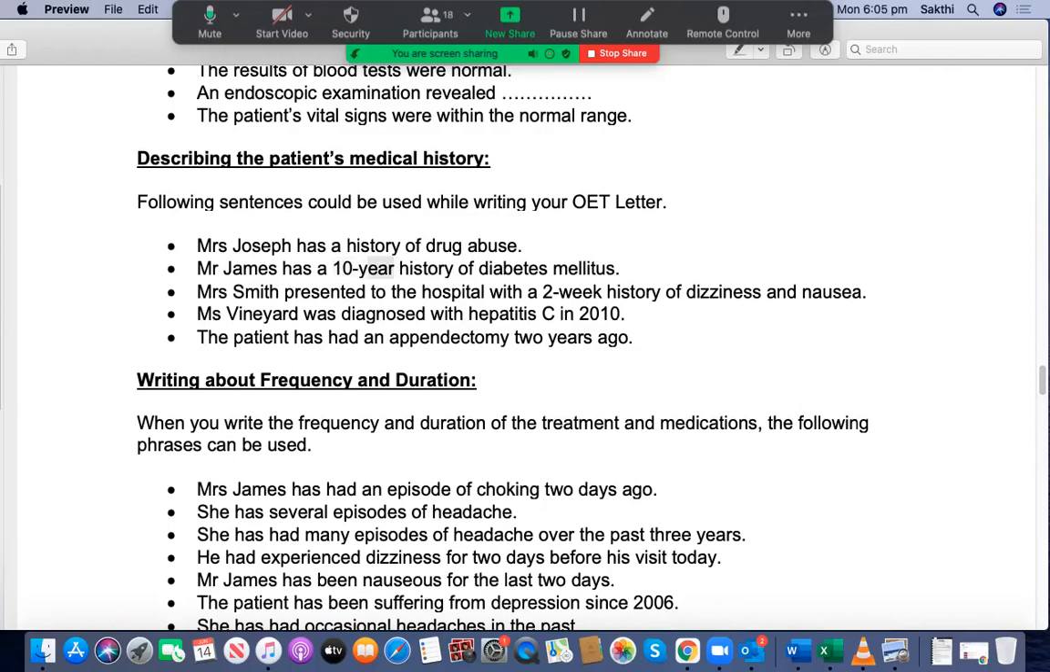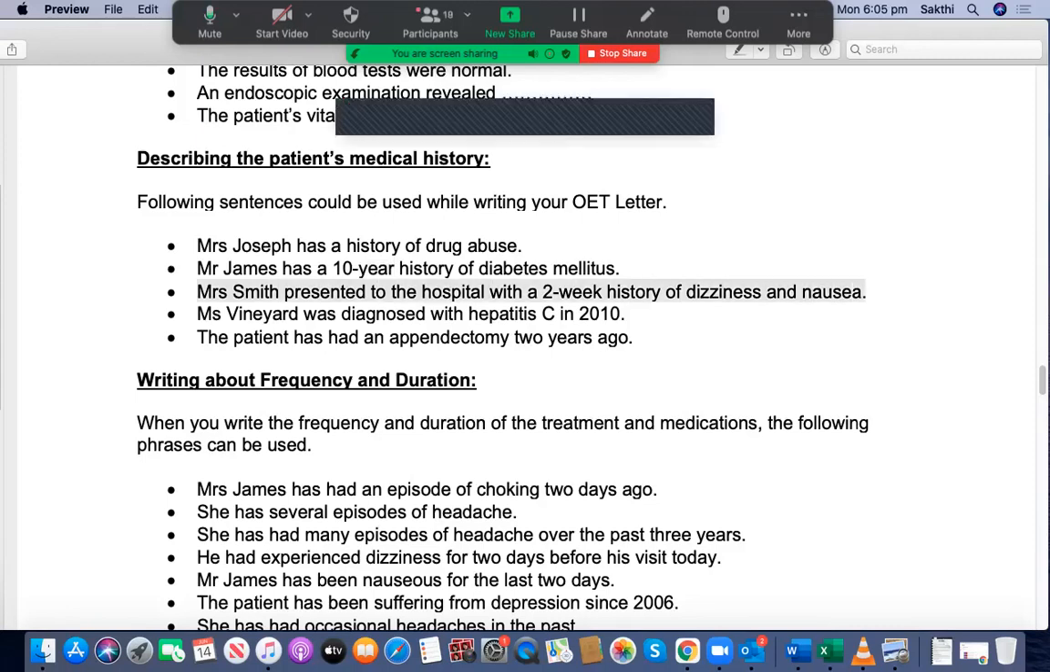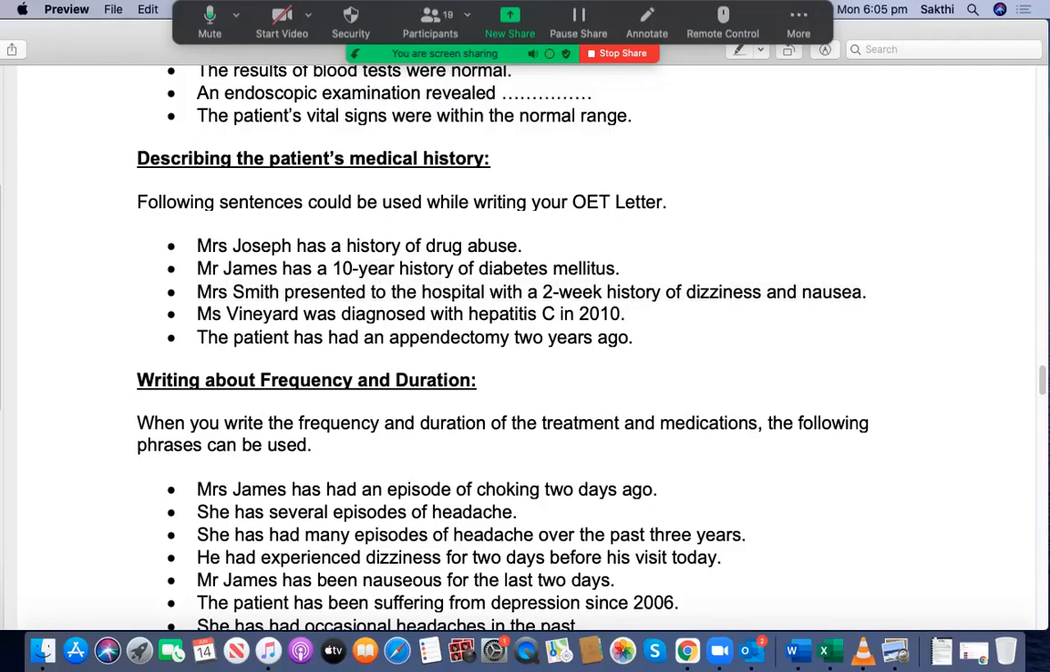Can I use a plural noun here, as in "a 10 years history"? That is wrong. That is definitely wrong. It is not good at all. Okay, right. Mrs. Smith presented to the hospital with a 2-week history of dizziness and nausea. Look at the way I have written it: with a 2-week history. It's not "with the 2 weeks history." That is wrong. If you are really keen to write down the plural noun, you can write it in a different way. You can write Mrs. Smith presented to the hospital with the history of dizziness and nausea for 2 weeks.